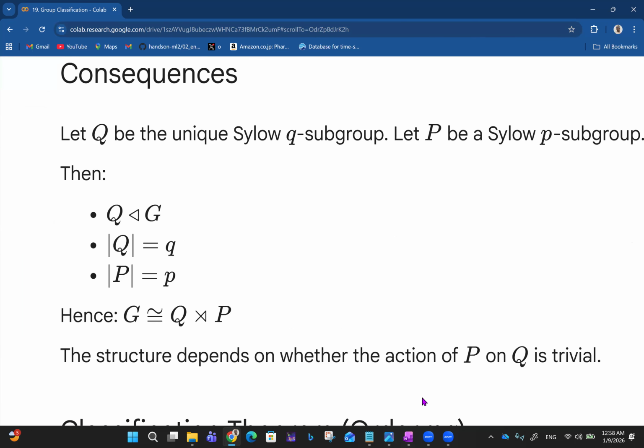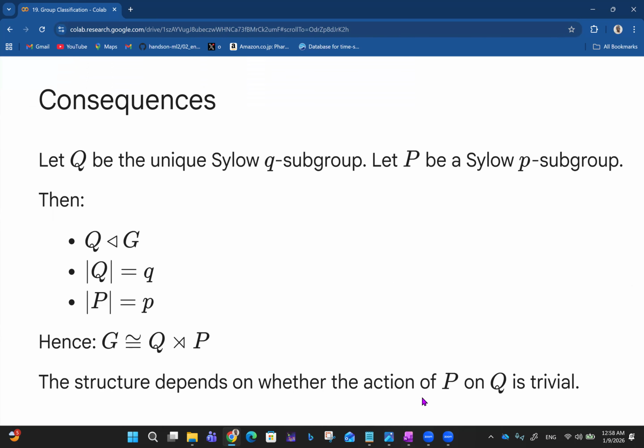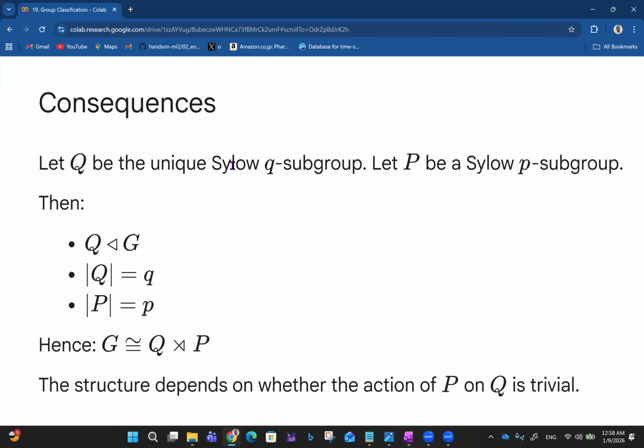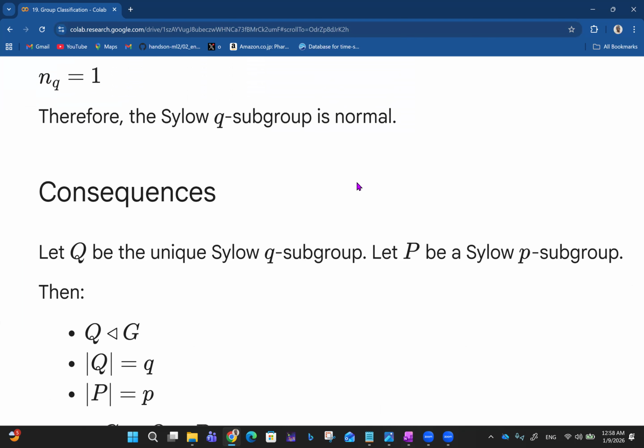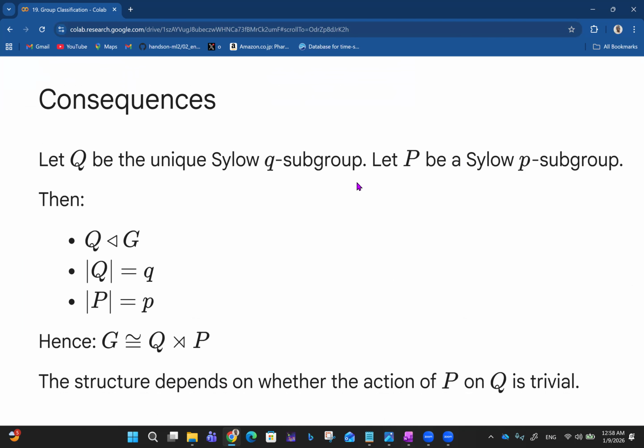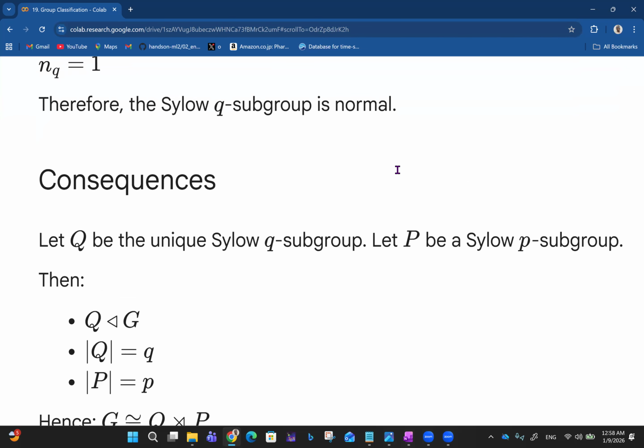Now, what are the consequences of this idea we just talked about? Let Q be the unique Sylow Q subgroup, because of course n_Q is 1 now. So let Q be the unique Sylow Q subgroup. The idea of normality is that the left coset is equal to the right coset. So we see all of this coming together now.